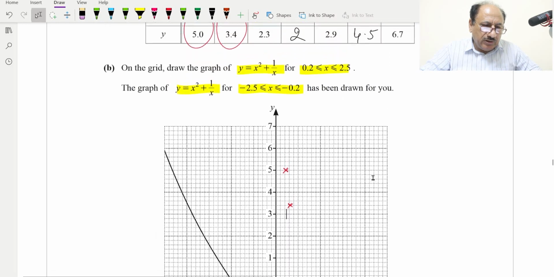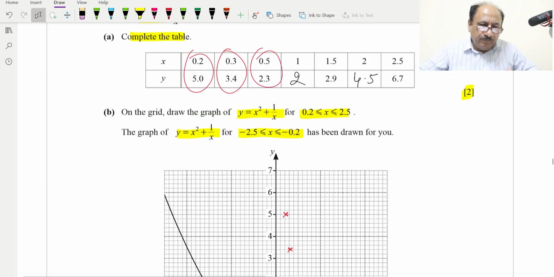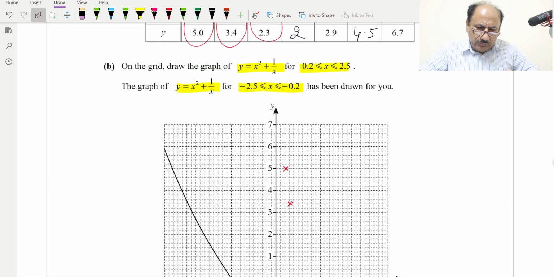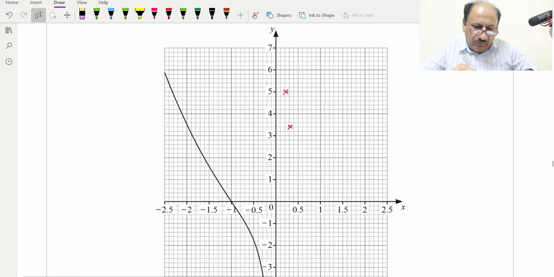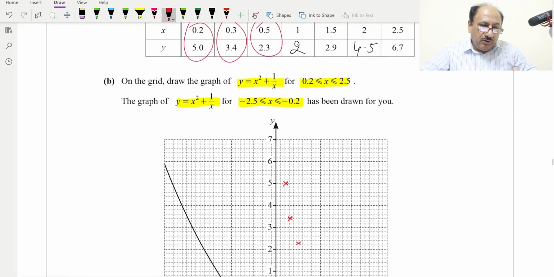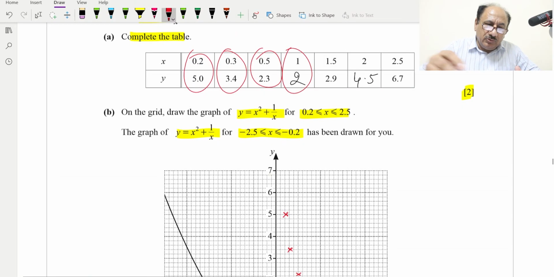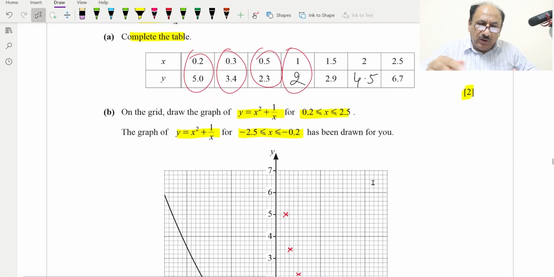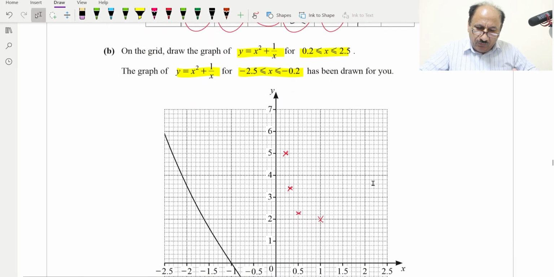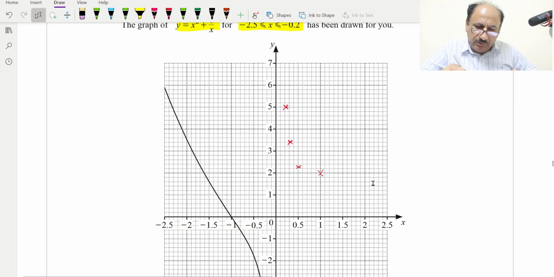Now what is the next value? 0.5 and 2.3. 0.5 and 2.3 will be the middle of this. Okay, good. Now the next value is 1 and 2. So 1 and 2, 1 and 2. This is basically 1 and 2. Now the next value, 1.5 and 2.9. 1.5 and 2.9 will be over here.